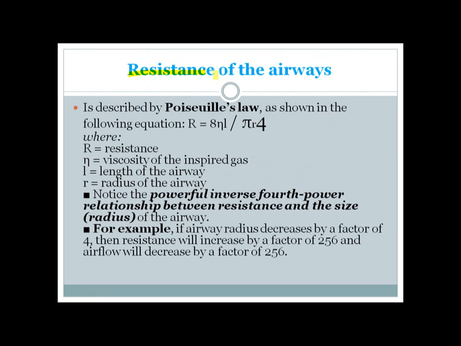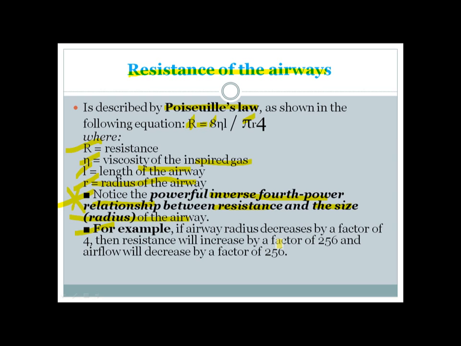The resistance of the airways can be calculated in the same way that we calculate the resistance in the blood vessels. It is described by Poiseuille's law, and here R, the resistance of the airway, equals 8 times eta times L divided by pi r to the power 4. R here is the resistance of the airway, eta is the viscosity of the inspired gas, L is the length of the airway, and r is the radius of the airway. And notice the powerful inverse fourth power relationship between the resistance and the size or radius of the airway.